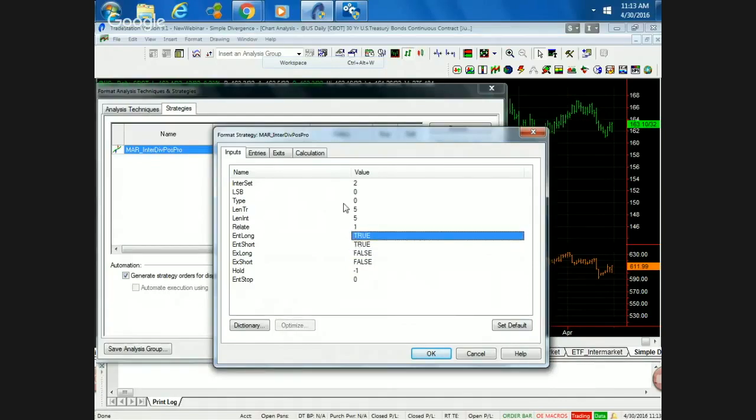So we have a filter for our entries. For example, we might require RSI to be below 50 to buy. Oh, okay, so you can actually plug in code right here as a filter. Exactly. Very clever. And also, we get exit rules.